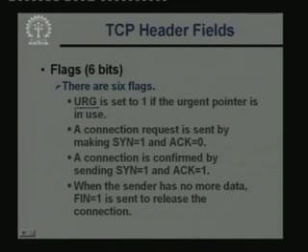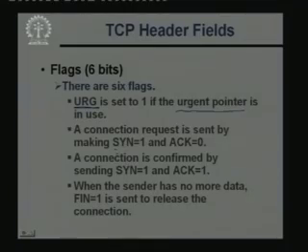There is an urgent flag, URG. This is set to 1 if the so called urgent pointer is in use. The urgent pointer actually points to some segment in the data which can contain some very important information for the receiver. So, if the urgent flag is set to 1, the receiver can immediately take out that urgent data and process it immediately. And there is a SYN flag and an ACK flag. If SYN is 1 and ACK is 0, this means the sender is trying to send a connection request. If both are 1, it means the connection is confirmed.